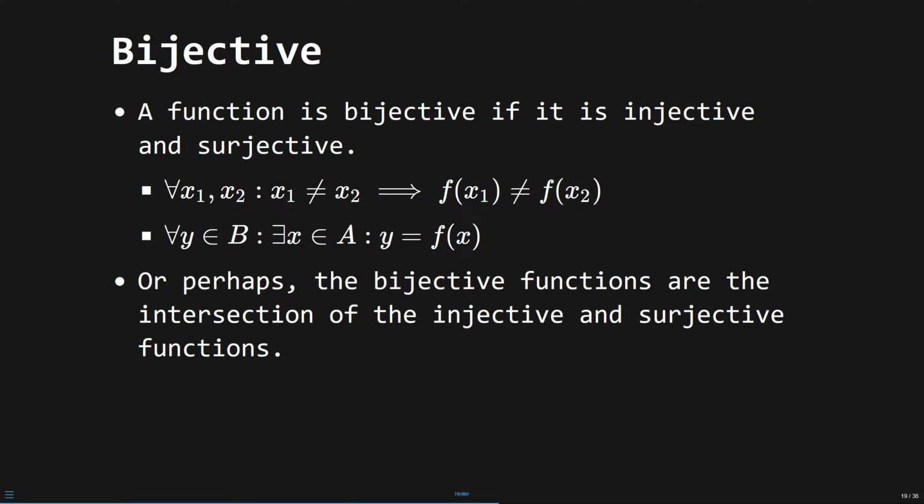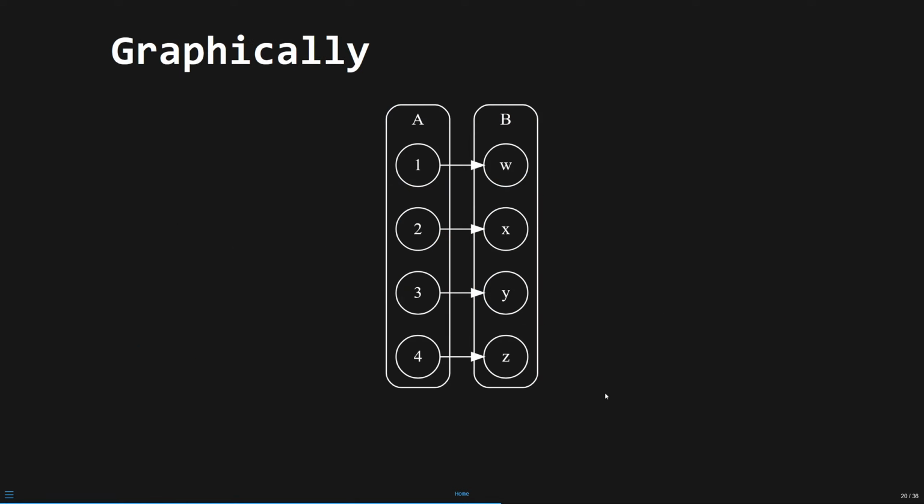Another way to say this, and perhaps a way to think about it: I like to think of functions as sets of ordered pairs. And then I think of the injective functions as a set of sets of ordered pairs. And the surjective functions I think of similarly. So to me, these are all sets of sets, right? Which is a natural thing to have sets of. And so if I take the intersection of the injective and surjective sets, then I get the bijective sets.